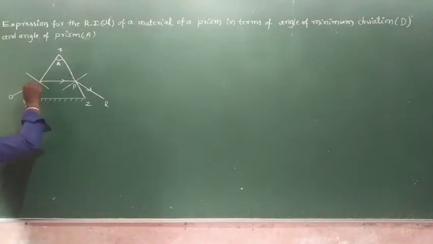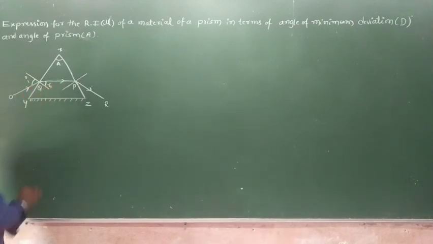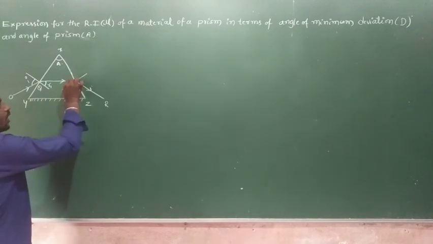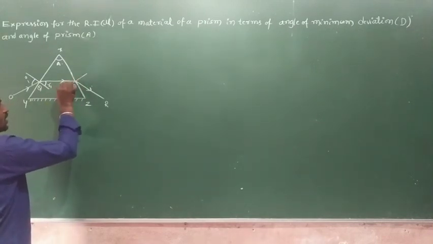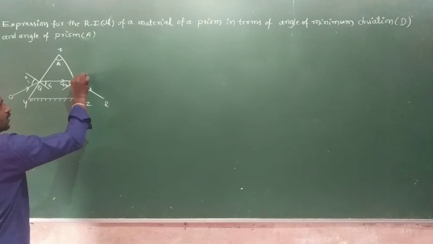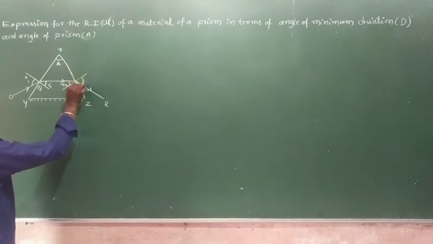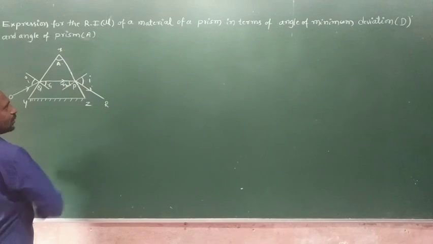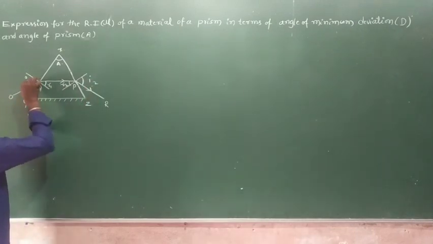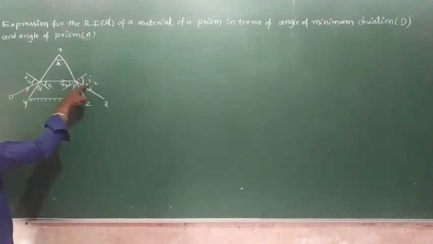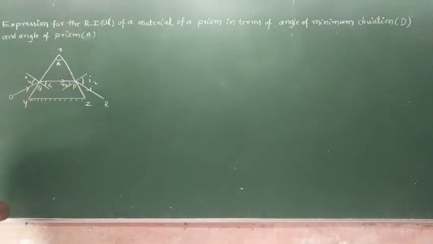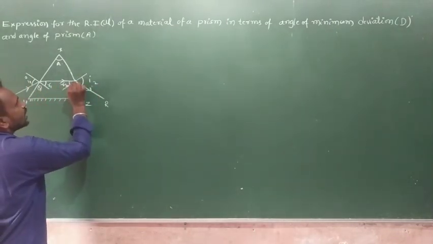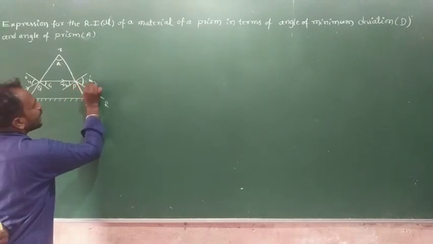This one is a normal and this one is the incident ray. Here we get the angle of incidence, and between the normal and the refracted ray this is the angle of refraction. Here both angles are the same, so this one we consider R2 and this one I2. Why? Because the angle of incidence at the first surface is I1 and this one is I2. This one is the extended incident ray.